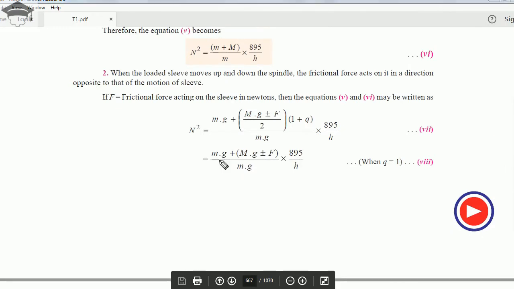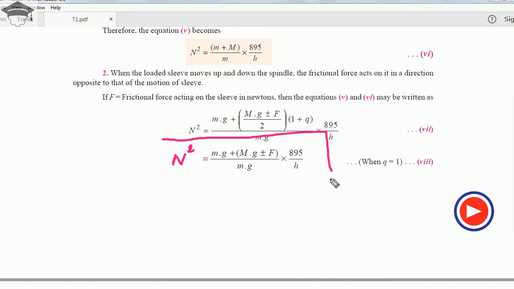So this relation is also important: n square is equal to small mg plus capital Mg plus minus f upon mg, into 895 upon h. We have to remember to use plus f when the speed of the governor increases, and we have to use the minus sign when the speed of the governor decreases.